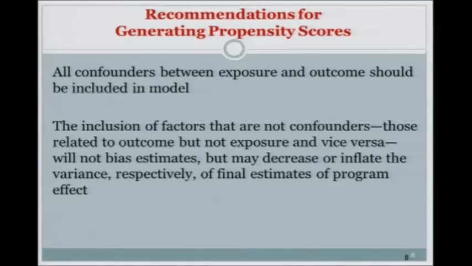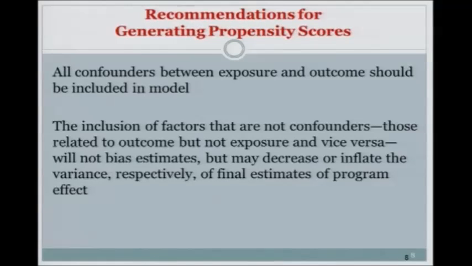So in theory, all of the confounders between the exposure and the outcome should be included on that right side of the model to generate the propensity score. So all of those model selection techniques we talked about yesterday don't apply in this situation. Here we want to get the best model, the best predictive model of being in the program.